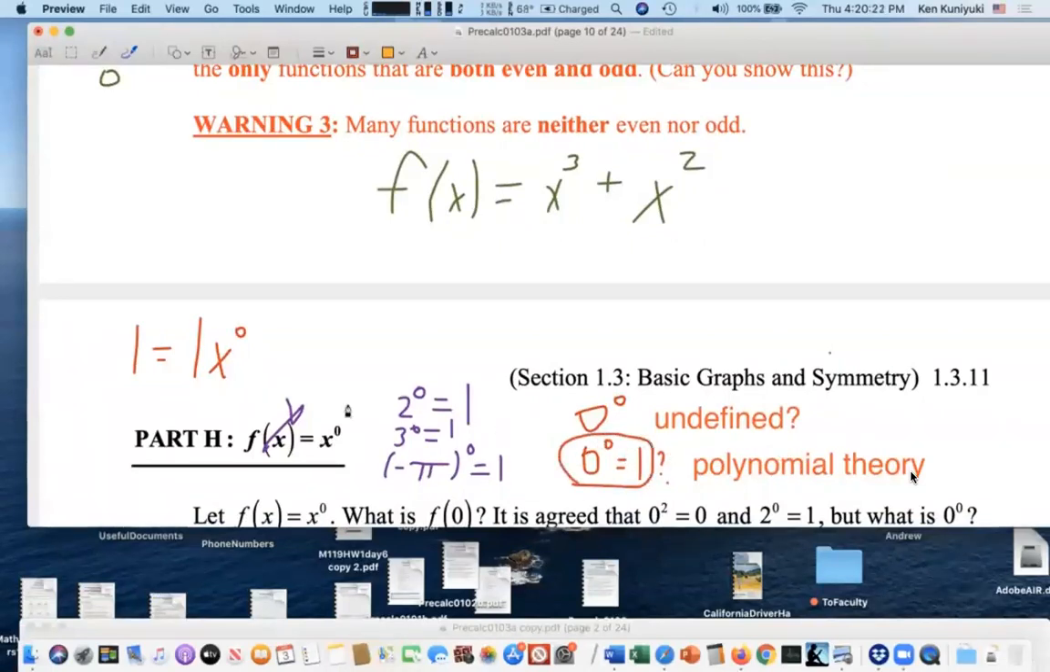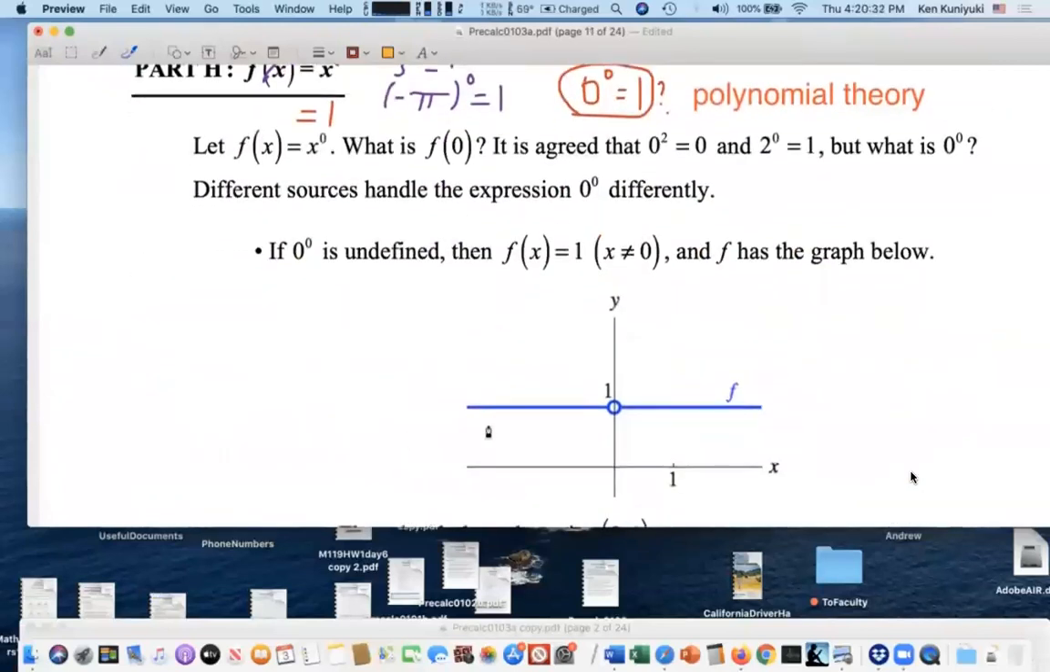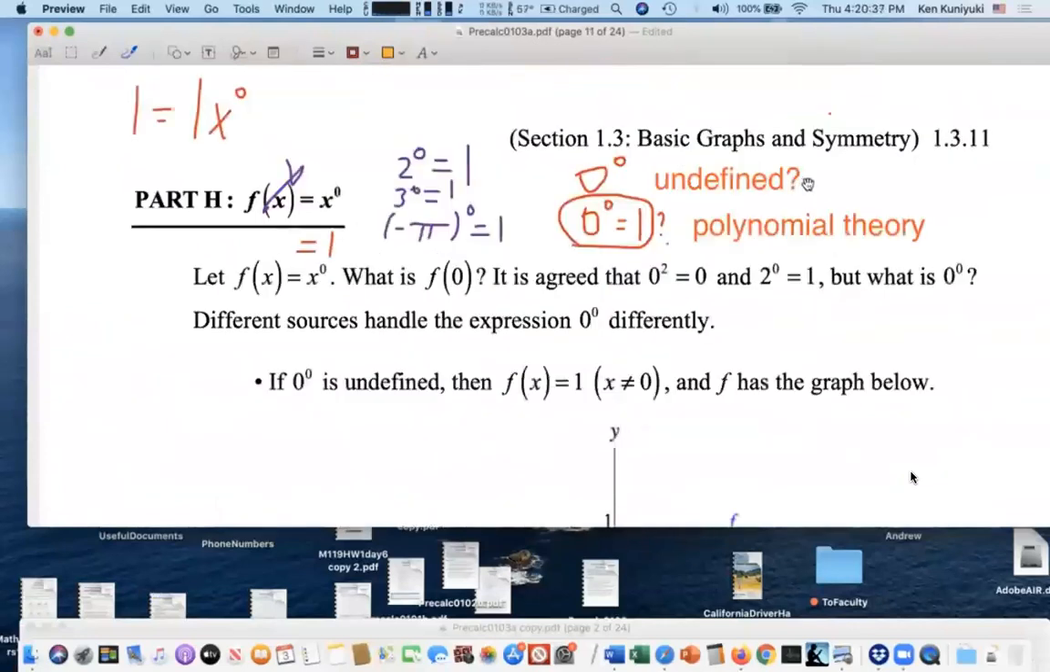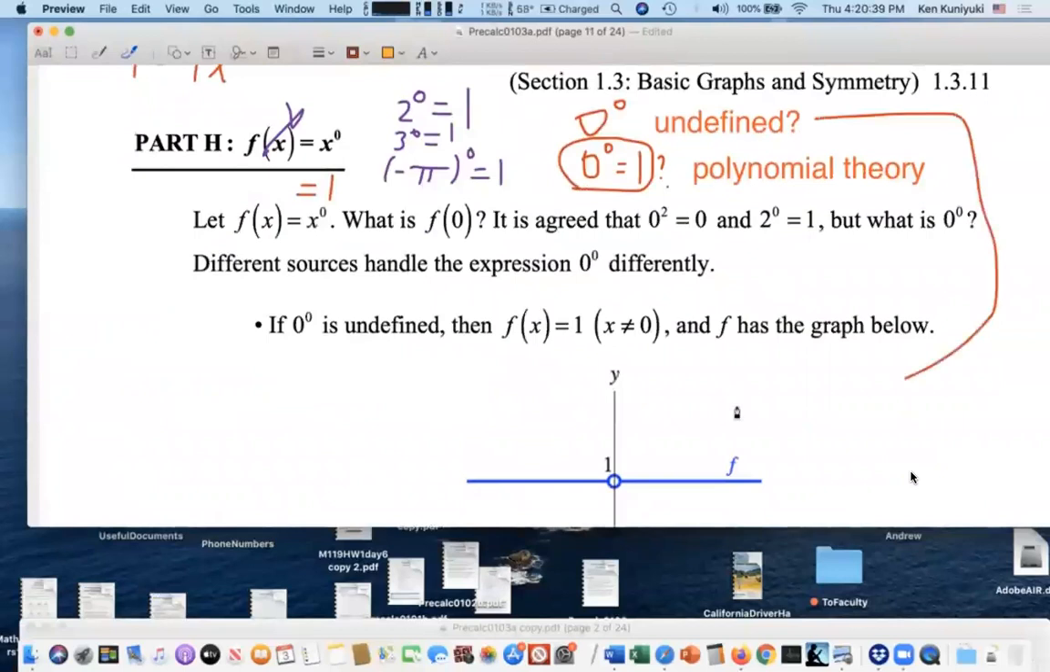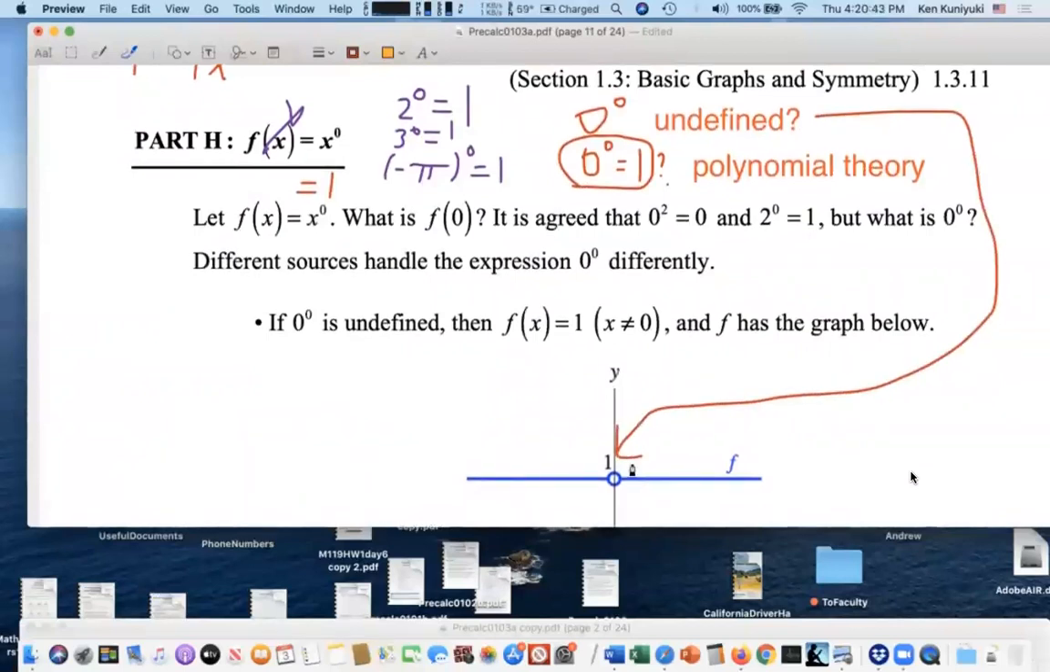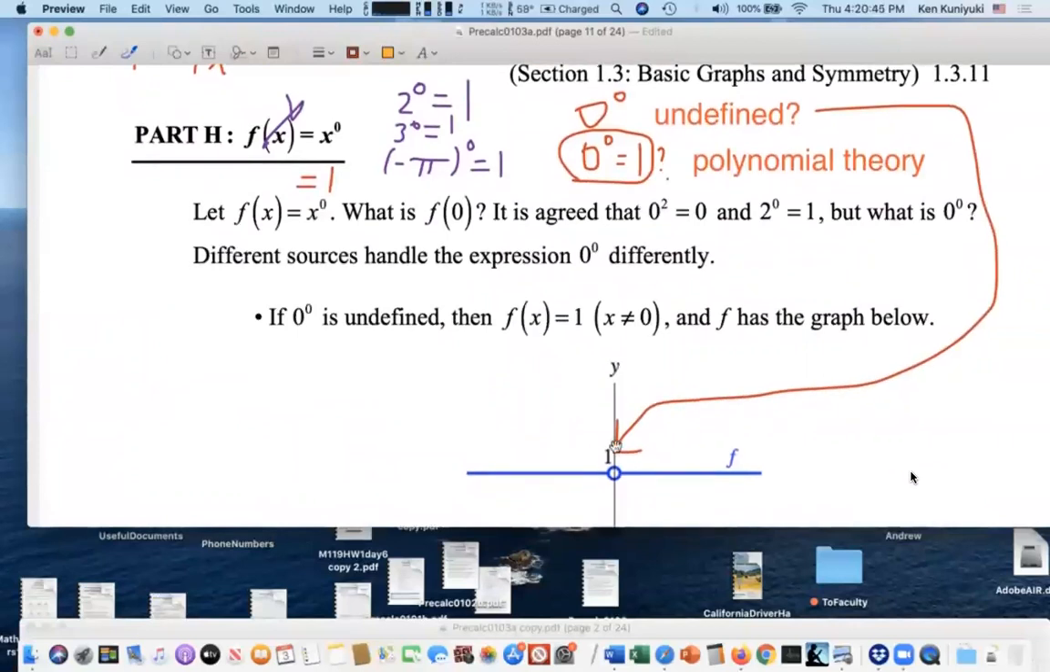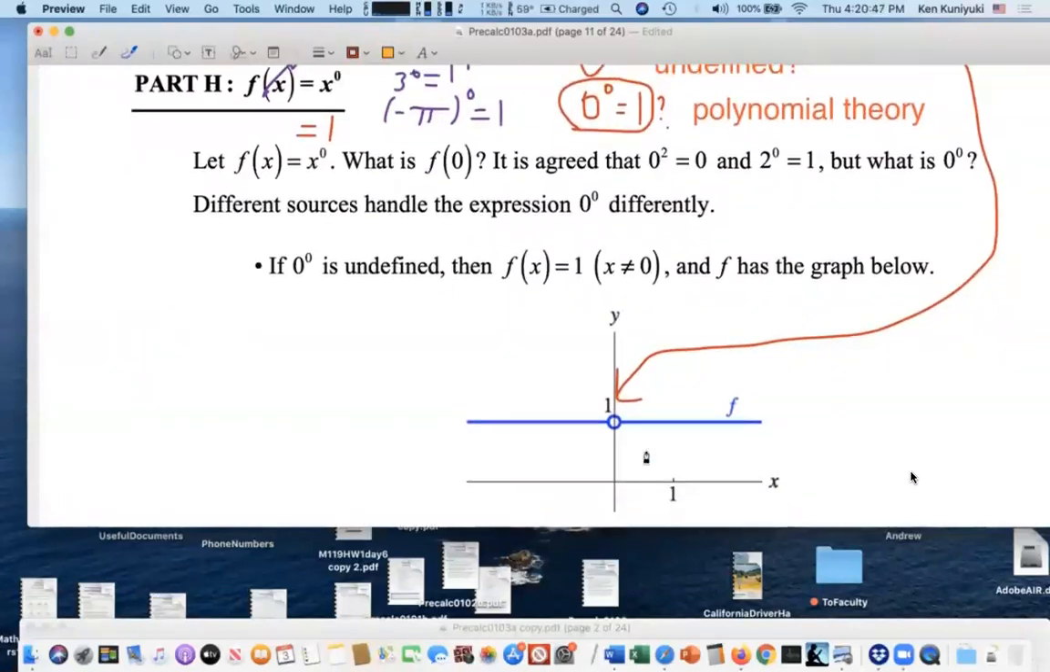First of all, how do you graph y equals 1? You agreed that this is still basically y equals 1. It's going to be a horizontal line. Although, if you say that 0 to the 0 is undefined, then you have a hole at 0, 1. Because if 0 is not in the domain of x here, then you're not allowed to have a point there. So we have a hole.